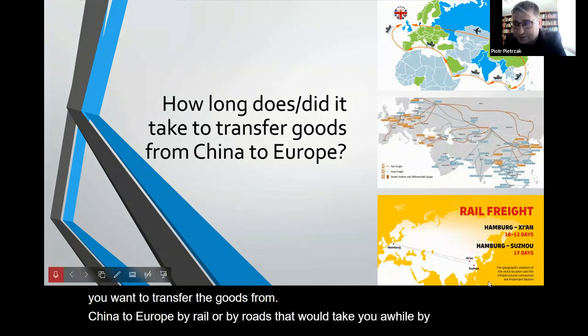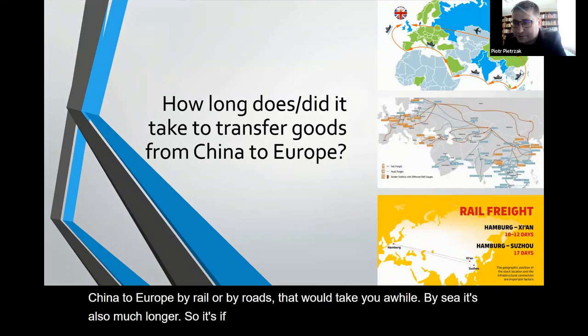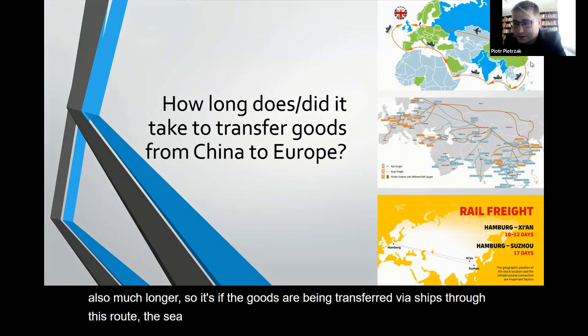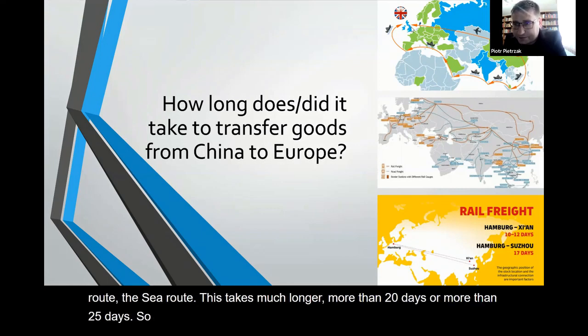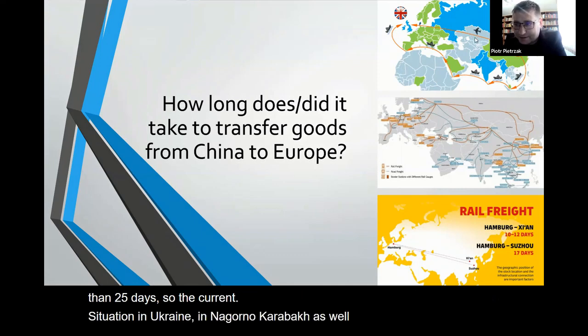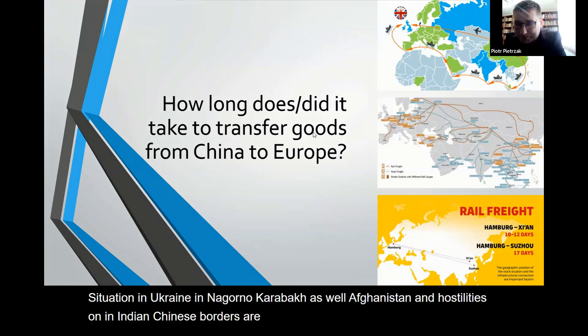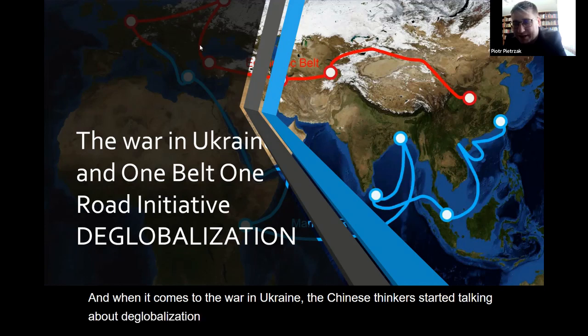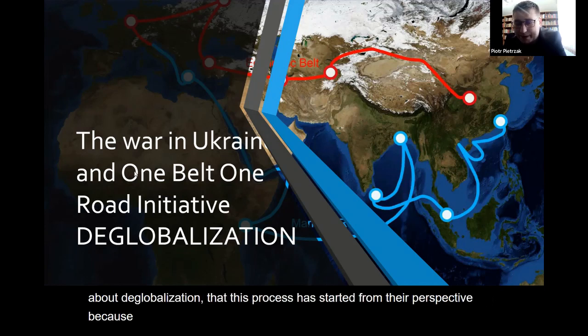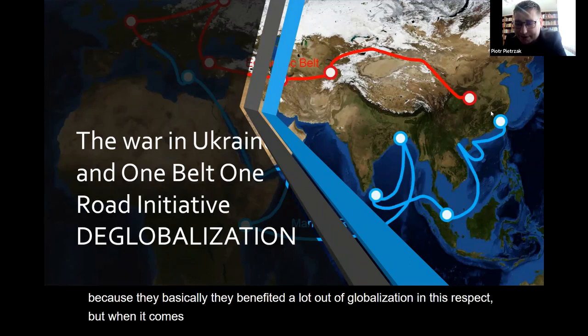By sea, it's also much longer. If the goods are transferred via the sea route, this takes much longer, more than 20 days or more than 25 days. So the current situation in Ukraine, in Nagorno-Karabakh as well, Afghanistan, and hostilities on the Indian-Chinese borders are not helping here. When it comes to the war in Ukraine, the Chinese thinkers started talking about deglobalization, that this process has started, because they basically benefited a lot from globalization. But when it comes to securing this road, this corridor, it's not as easy.